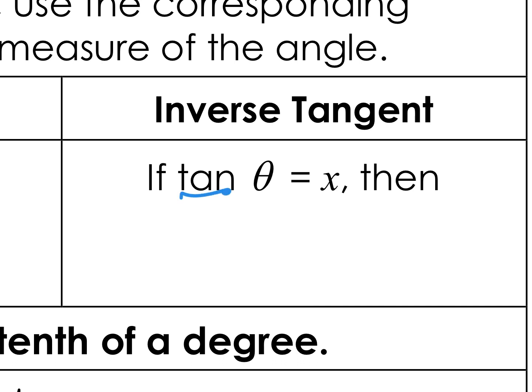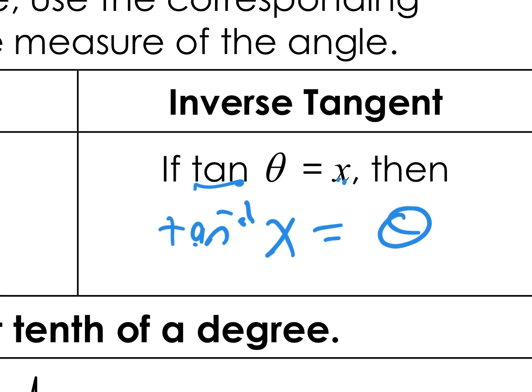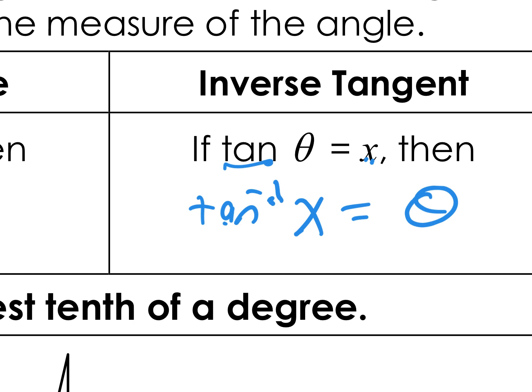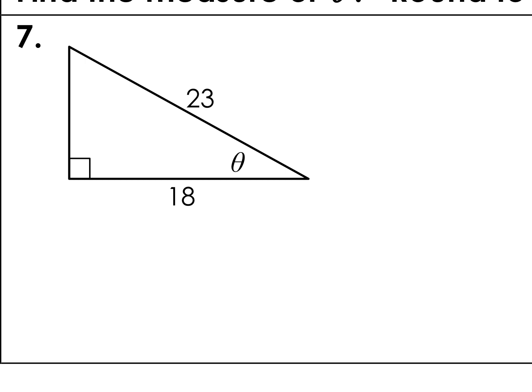So to get rid of tangent, I take the inverse tangent of both sides, and that gives me inverse tangent of x will be theta. And the good news is you have that button. So we're going to find angles rounded to the nearest tenth of a degree. So look at what I'm looking at. I have two measurements of sides.